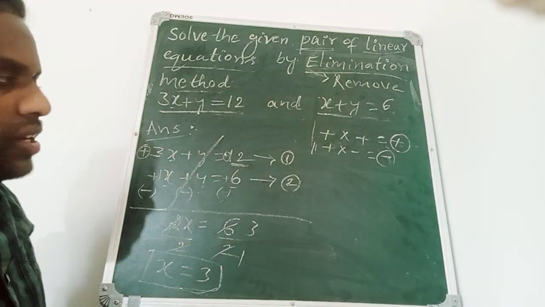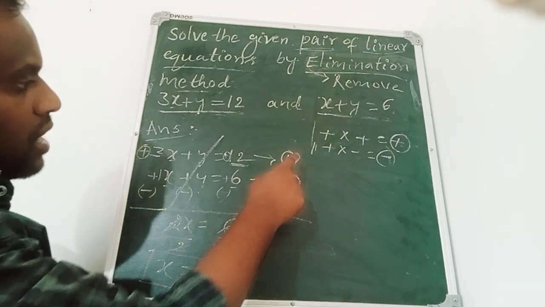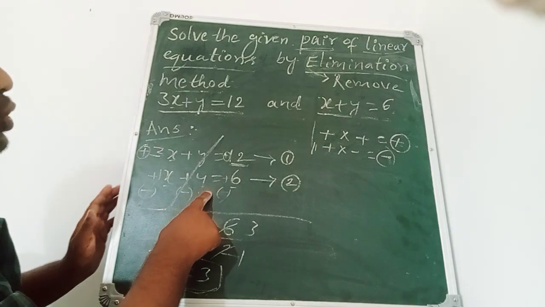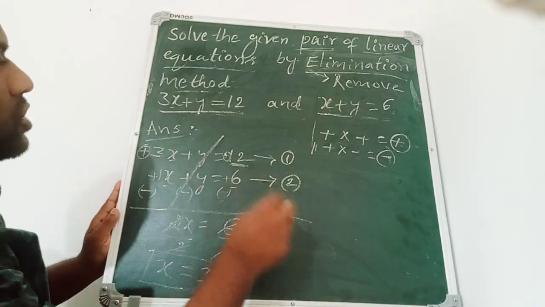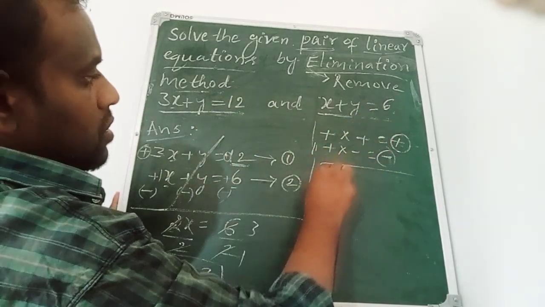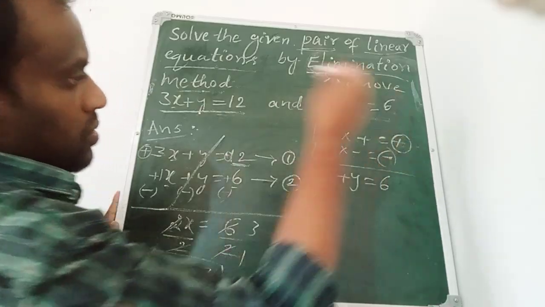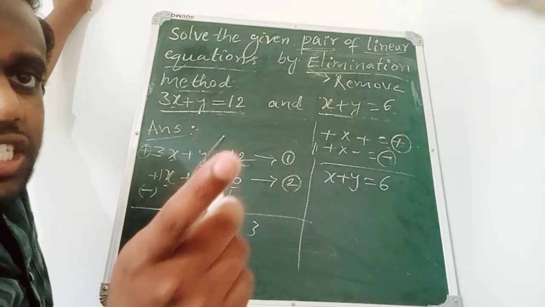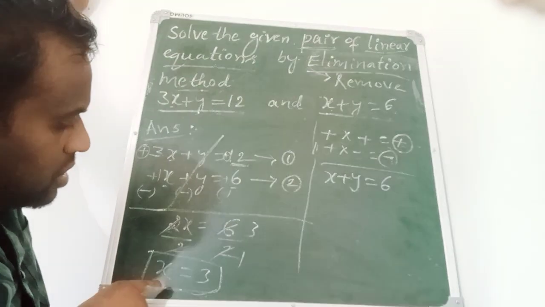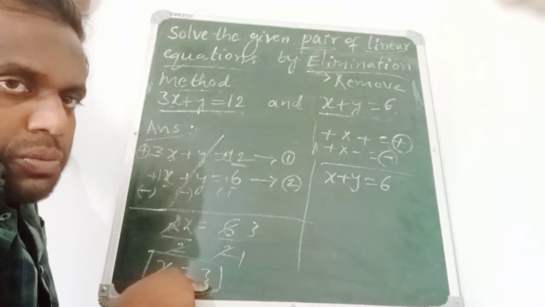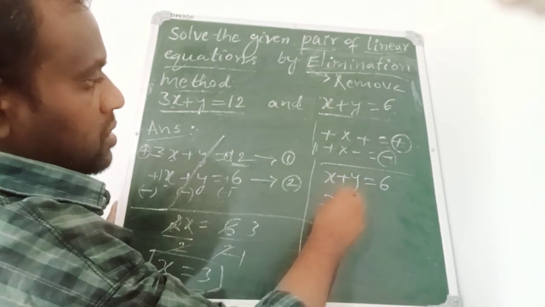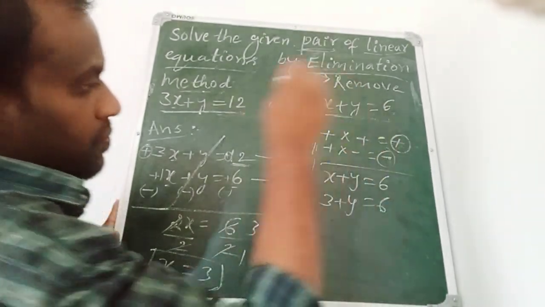Now we got the x value, we need to find the y value. How to find? You consider either equation 1 or equation 2, no problem. So I will consider equation 2. Equation 2 is what? I will write it here. This is equation 2: x plus y is equal to 6. Now substitute the value of x, because we calculated the value of x. So x is equal to 3. Substitute this here. In place of x I am going to put this 3 plus y, this is equal to 6.